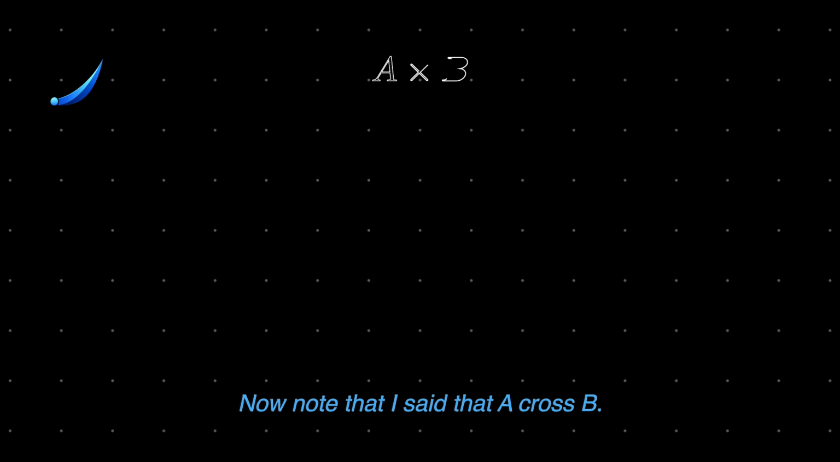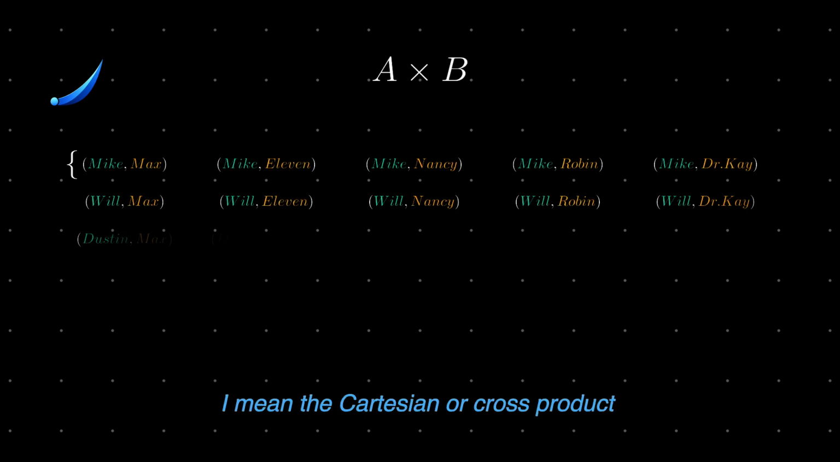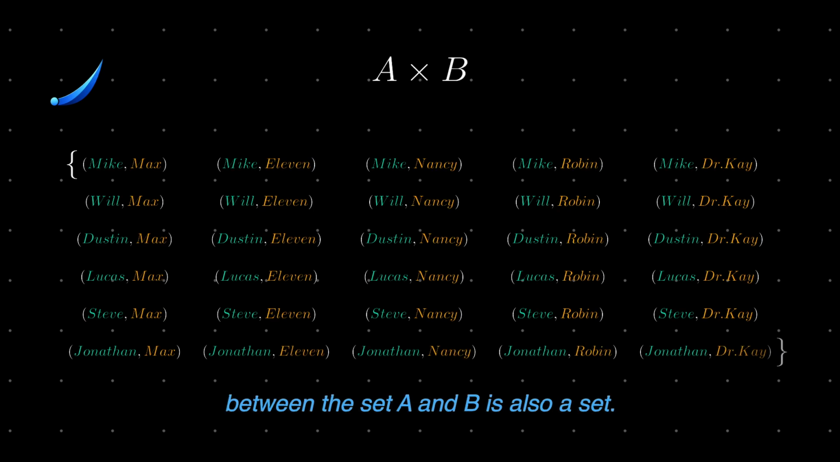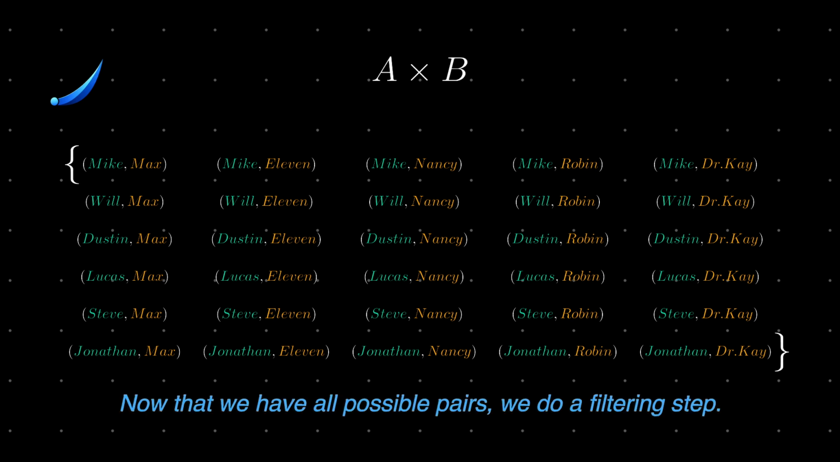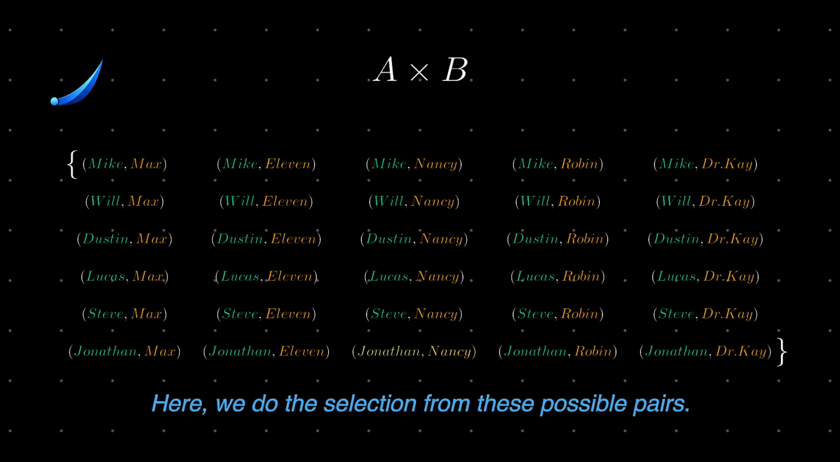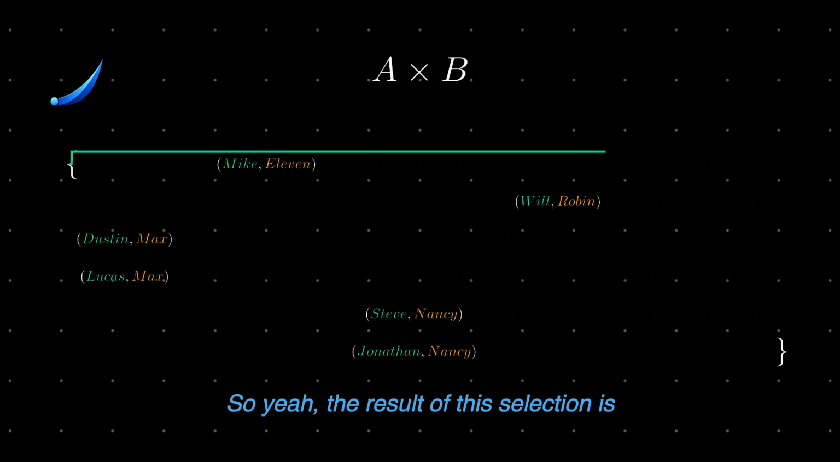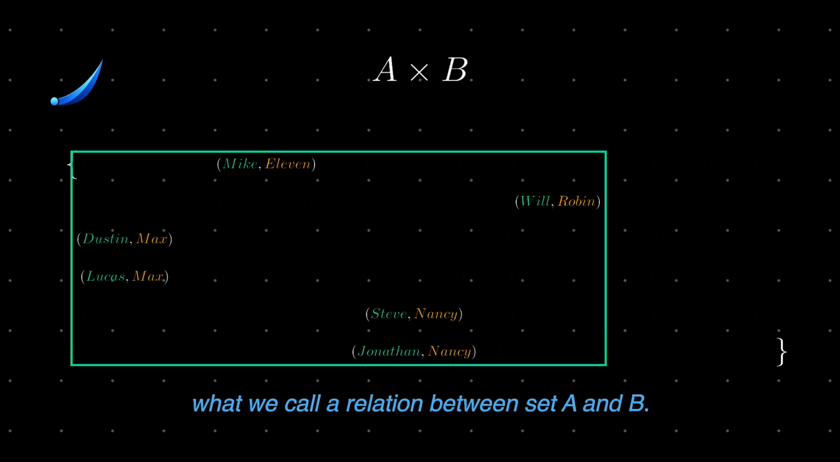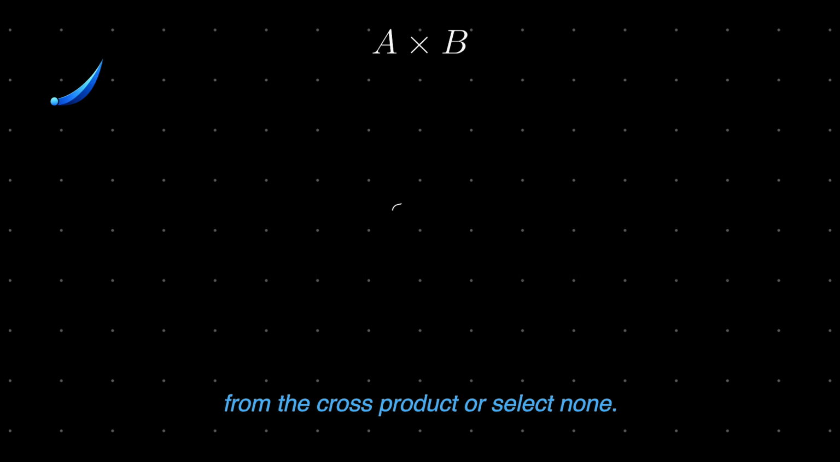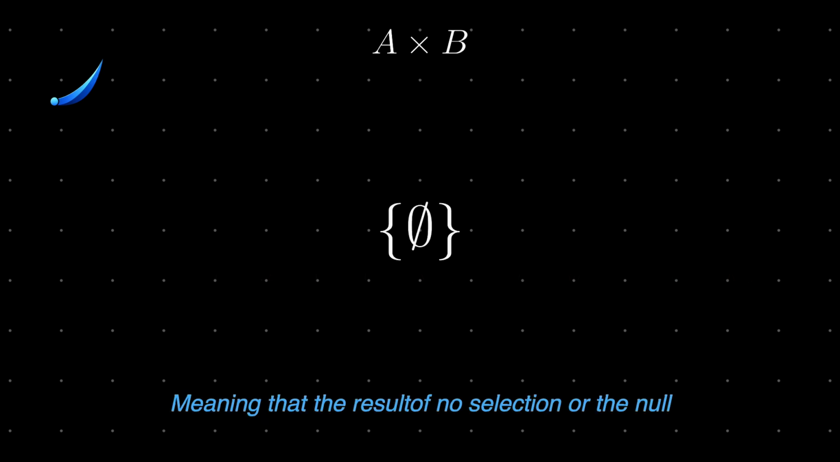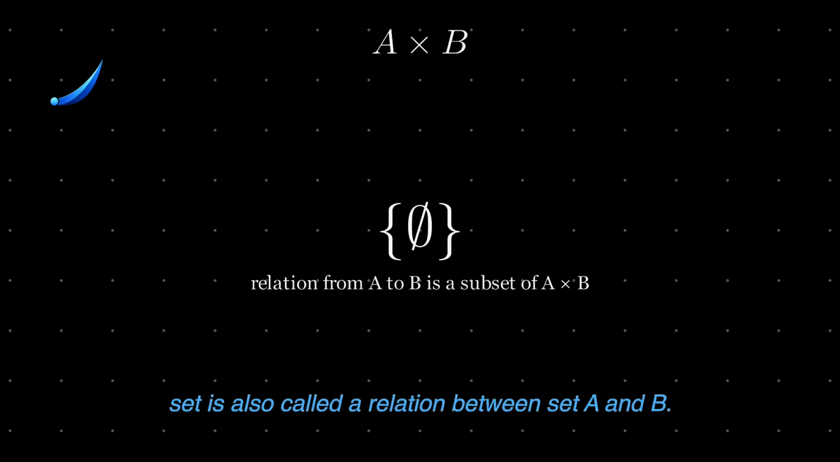Now note that I said that A cross B, I mean the Cartesian or cross product between the set A and B, is also a set. Now that we have all possible pairs, we do a filtering step. Here, we do a selection from these possible pairs, I mean within the cross product. The result of this selection is what we call a relation between set A and B. Note that we can select all possible pairs from the cross product or select none, meaning that the result of no selection, or the null set, is also called a relation between set A and B.